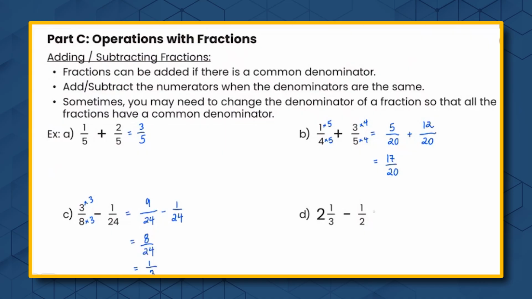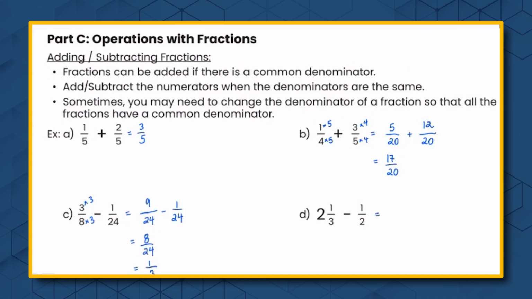Now here we have a mixed fraction, and we're going to subtract 1/2 from it. So we have 2 1/3 minus 1 over 2. So what we want to do is first take 2 1/3 and write it as an improper fraction. So what we can do is what we did at the top of the lesson.